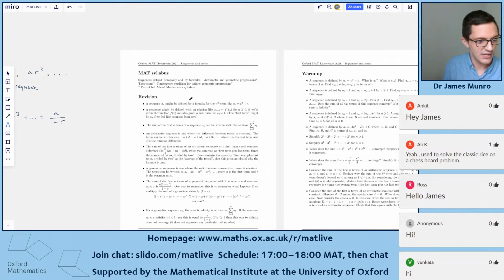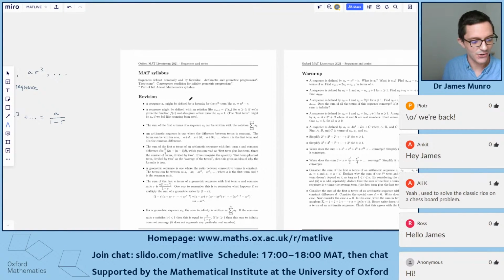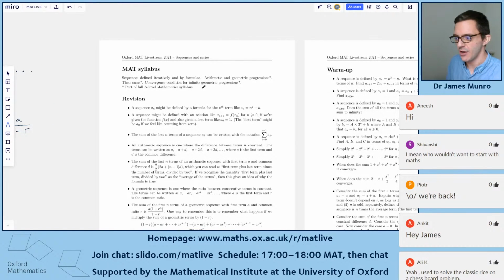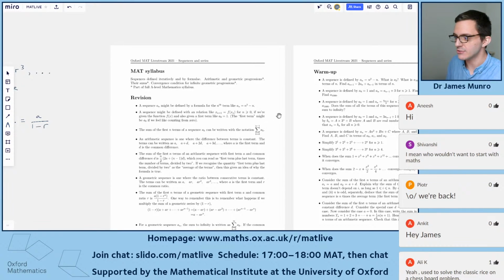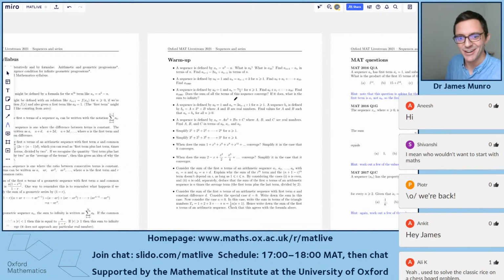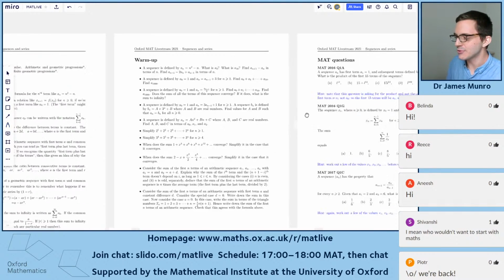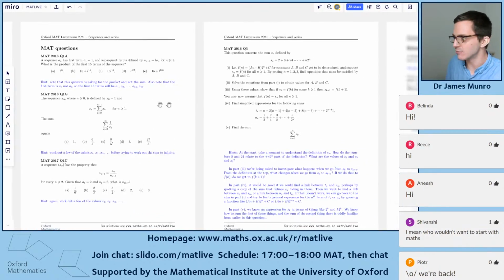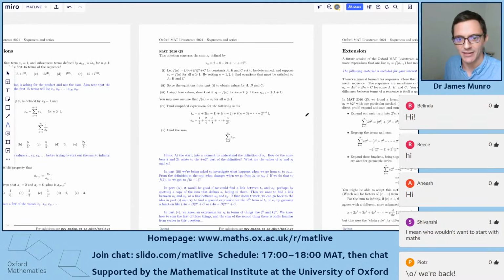The MAT is this entrance test for maths at Oxford. It's got a very short syllabus that we're going to go through with these sessions. We've got some revision material that I'd like to talk about, some warm-up problems that I've written that are not quite maths problems that I'd like to try out with everyone here. Then we'll talk about some actual maths questions, and there's some extension material as well in this worksheet that I might talk about at the end. Who knows if we've got time.